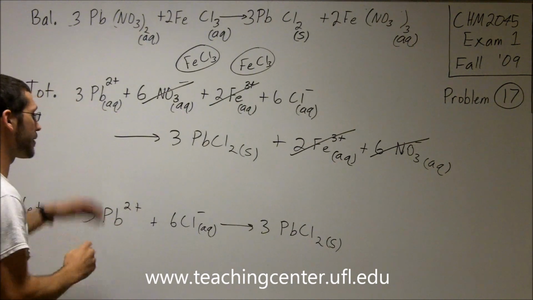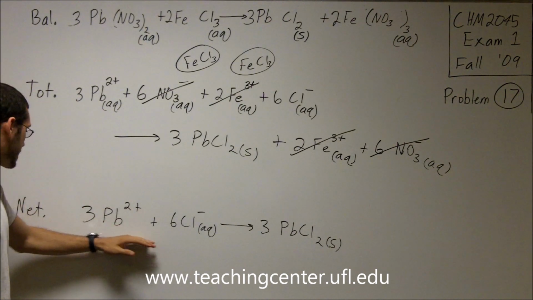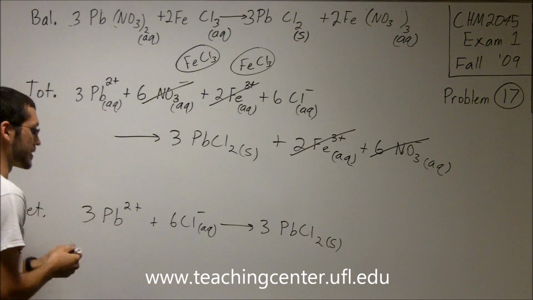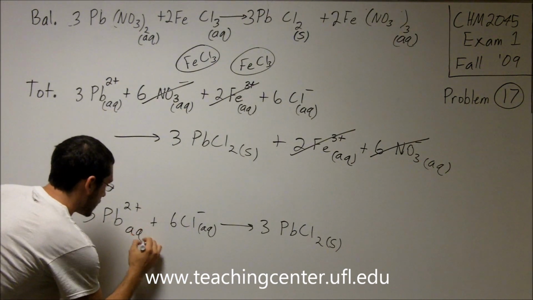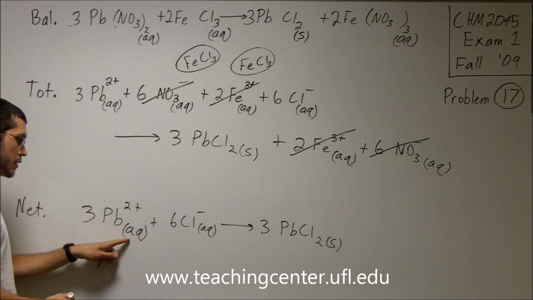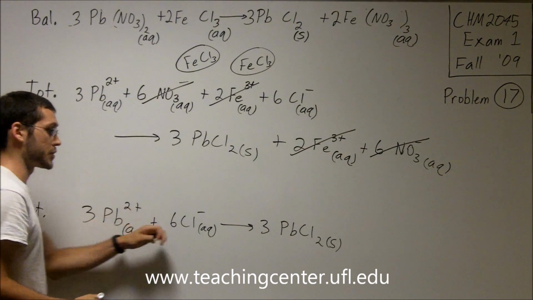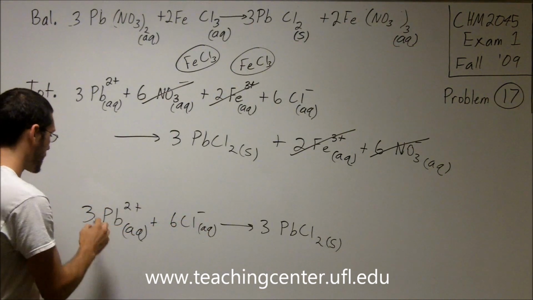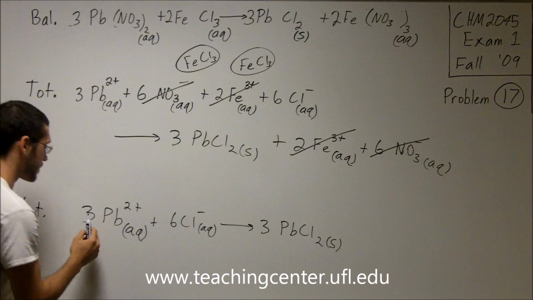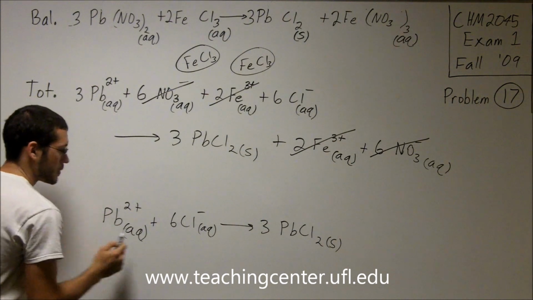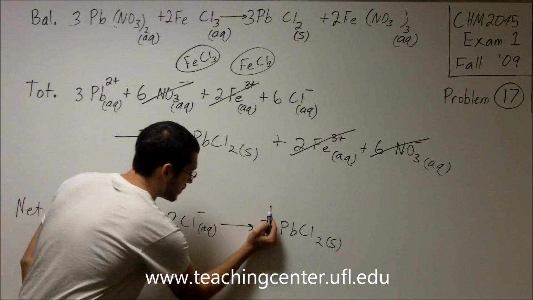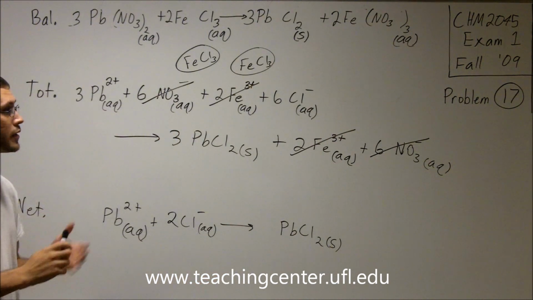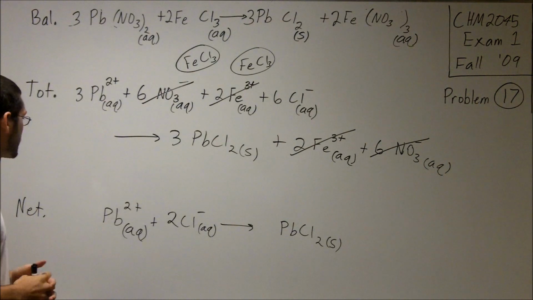Finally, I copied down everything that's left, and that's my net ionic equation. I copied it down exactly as I see it, keeping all physical states, charges, and coefficients. Although, here it appears I could reduce these coefficients down. So this, I can divide everything by 3. So this is actually going to be 1, 2, 1. And that is answer choice 5 on this problem.